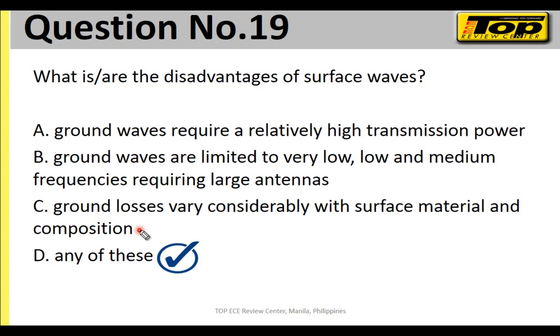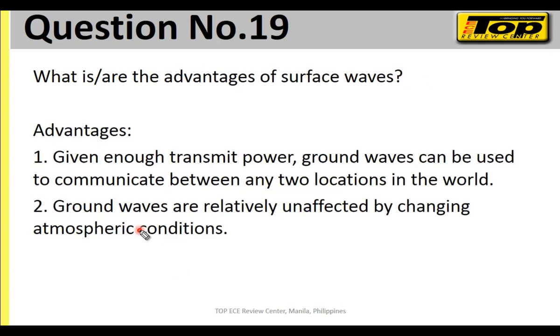Now, what are the advantages? Advantages of surface waves are, number one, given enough transmit power, ground waves can be used to communicate between any two locations in the world. So, pwede nitong libutin yung buong mundo kung mabibigyan lang ng enough transmit power. Okay. Number two, ground waves are relatively unaffected by changing atmospheric condition. So, kahit umuulan, bumabagyo, very reliable ang ground wave communication. So these are advantages of surface waves. And that is for number 19.